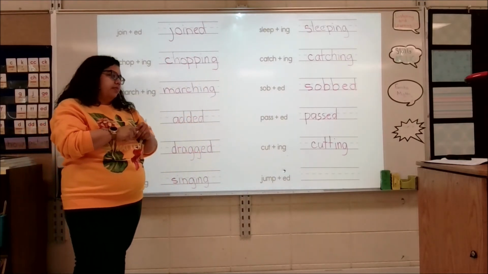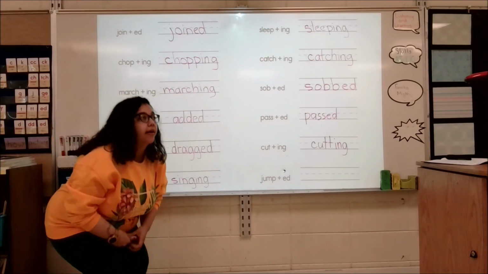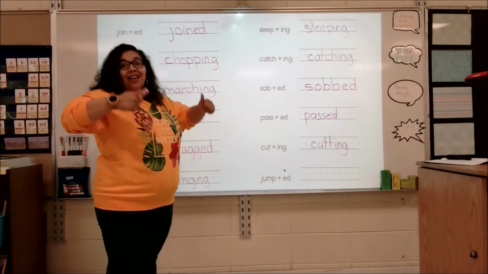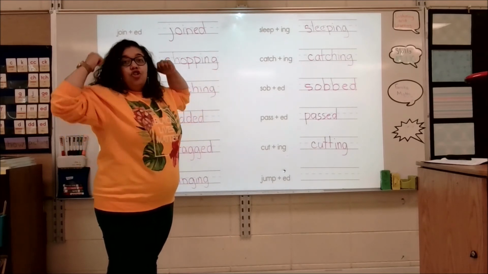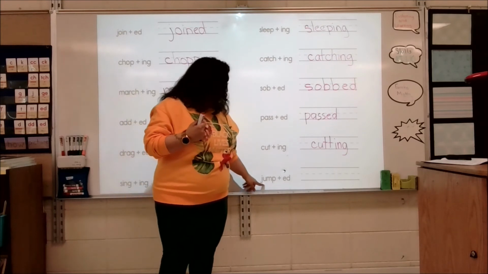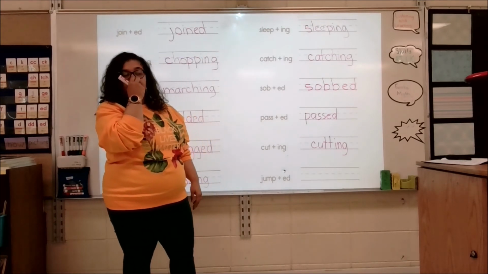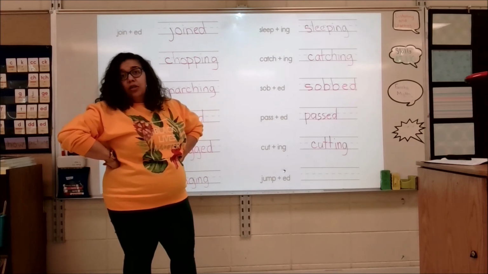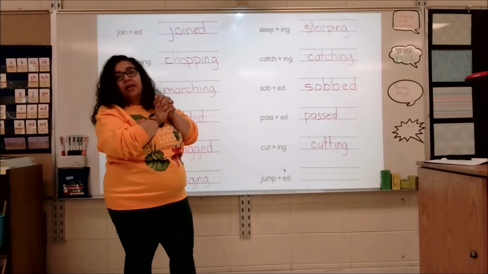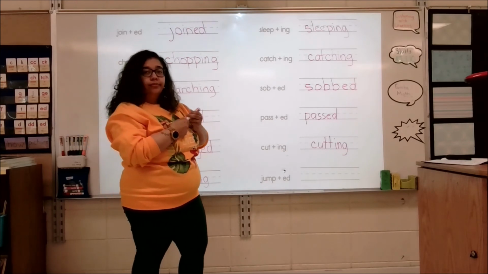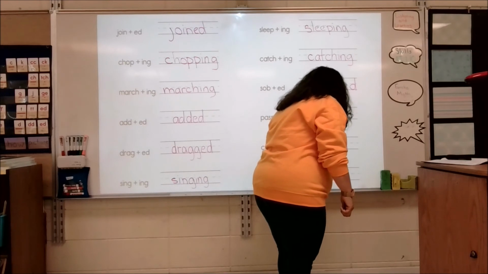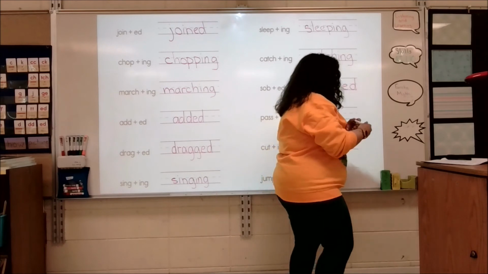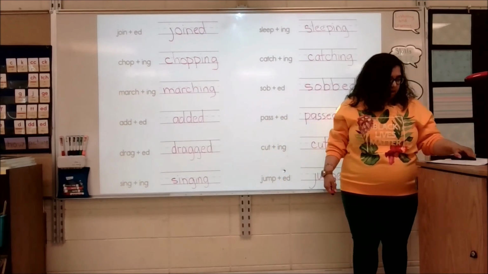All right, last one. Jump plus ed. I'm not doing that anymore. That was it. I jumped. It happened already. Short vowel followed by two consonant sounds and spellings. Therefore, do I need to add any more letters before I can attach the ending to make it have happened in the past? No. No more letters. Jumped. Good job. I jumped.